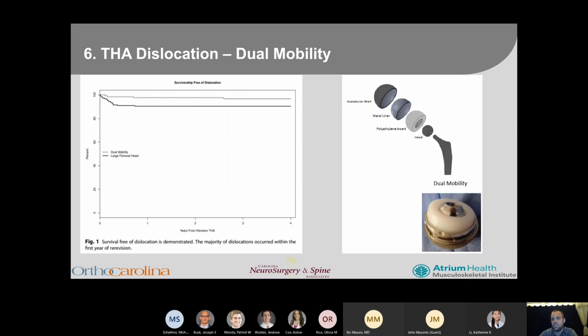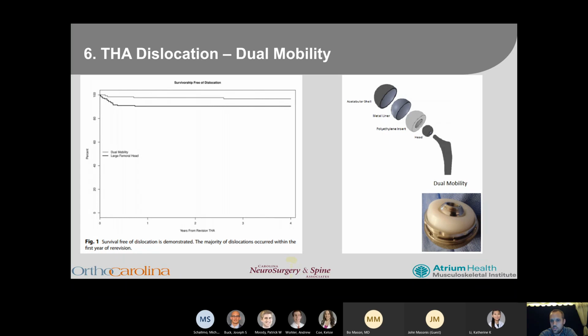Dual mobility, I don't think is likely to be tested, but just so you guys have seen it, this is what a dual mobility implant looks like, and dual mobility is used to try and decrease dislocation risk. Again, I don't think this is something that's likely to be tested, but if it comes up, this is what it is, and essentially you're getting literally dual mobility.